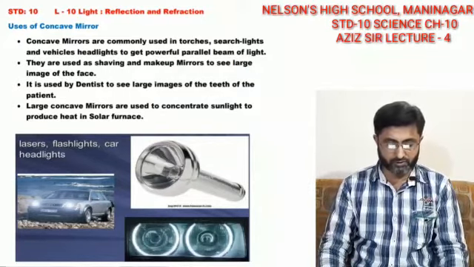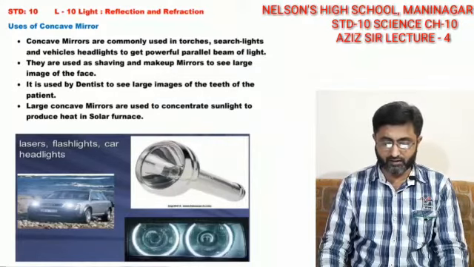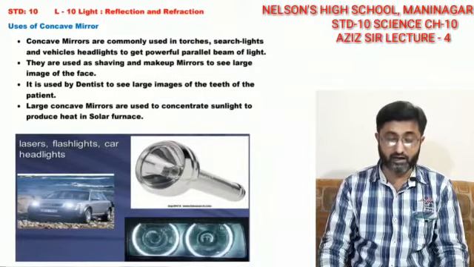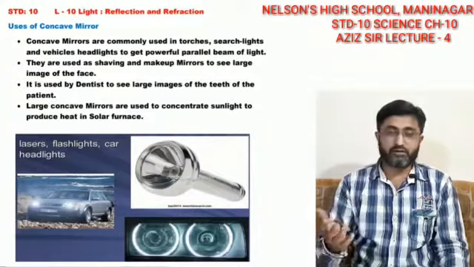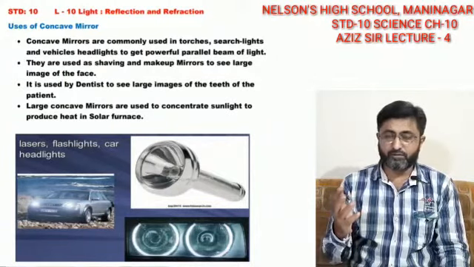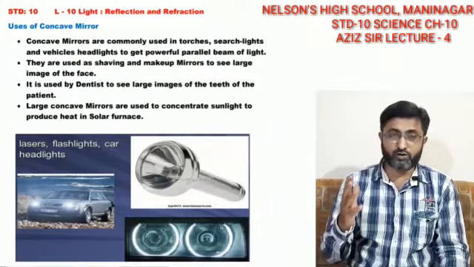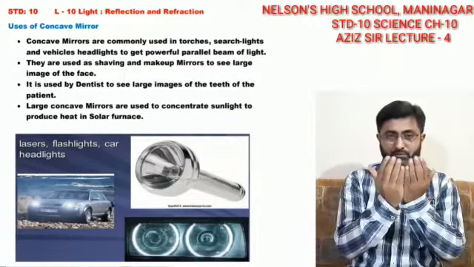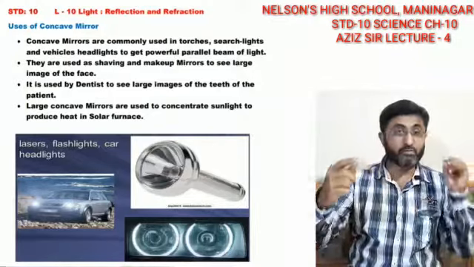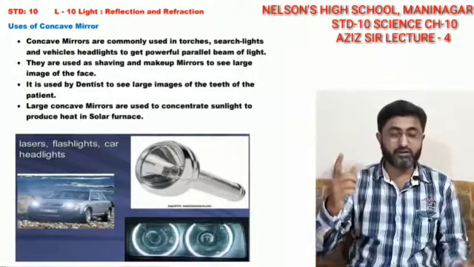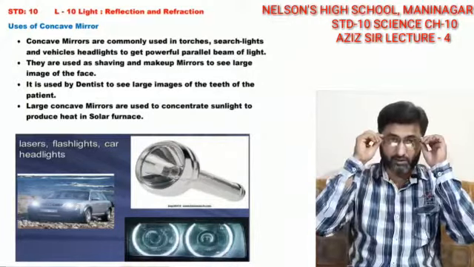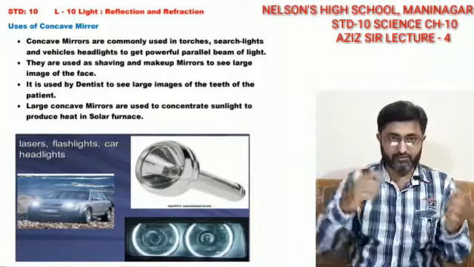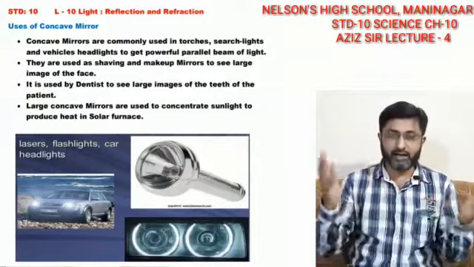So either in the torches or in the vehicle headlights, we are using this kind of parallel beam reflection from concave mirrors. They are also used as shaving and makeup mirrors to see large images of the faces. But which type of mirrors are we using? Those whose focal length is very large. That means whenever we keep the face in front of the mirror, we come between P and F, as you learned in the last lecture. So the image we get is erect, virtual and highly enlarged.